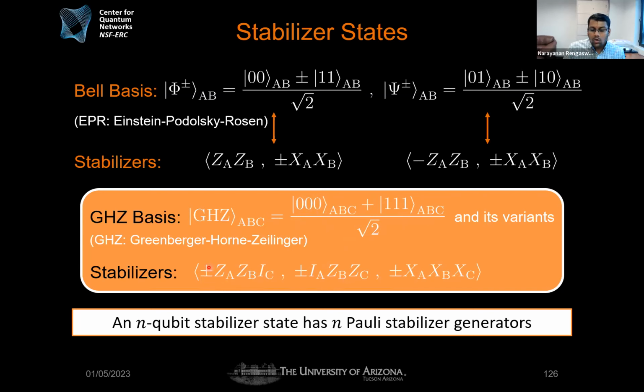So you have 2 possible signs for each generator. And so there are 8 possible states. One of them is here, which is the standard GHZ state, but the other states can be obtained by flipping the signs. And this is just a natural extension of the Bell states to 3 qubits and beyond.